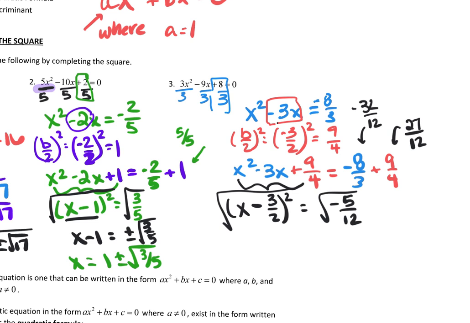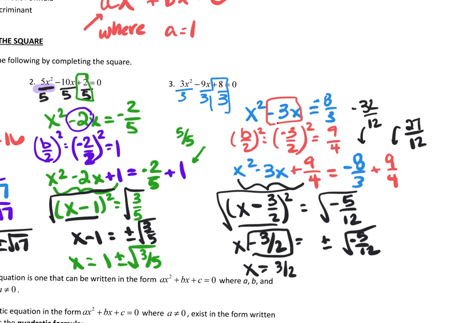There's a problem trying to take the square root of a negative number. It's not possible. So we'll write this as x minus 3 over 2. Take the square root, you're left with what's underneath. Equals plus or minus square root of negative 5 over 12. And we'll solve it. Move this part over by changing its sign. So that's 3 over 2. That's equal plus or minus the square root of negative 5 over 12. There's your final answer.